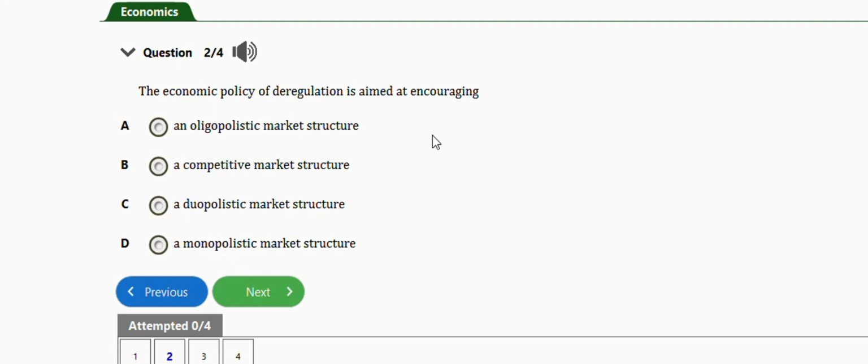Next question is this one. It says the economic policy of the regulation is aimed at encouraging. We have option A, an oligopolistic market structure, a competitive market structure, a duopolistic market structure, a monopolistic market structure. The right answer is option B, which is a competitive market structure. Very important. So this is the aim of the regulation as an economic policy.